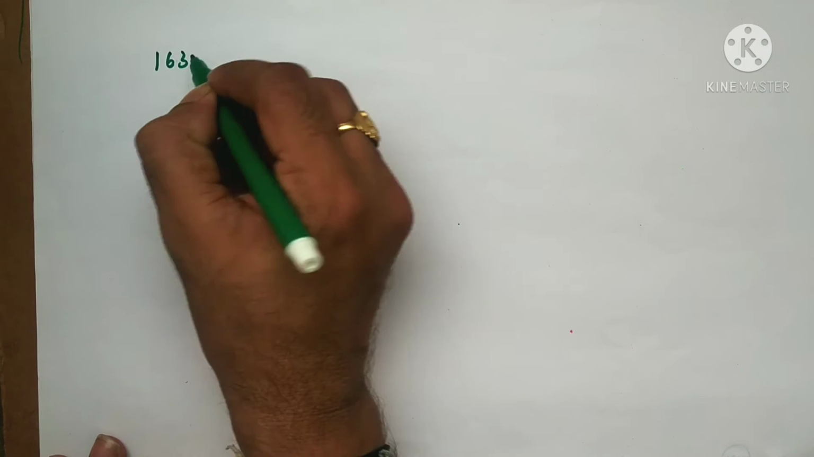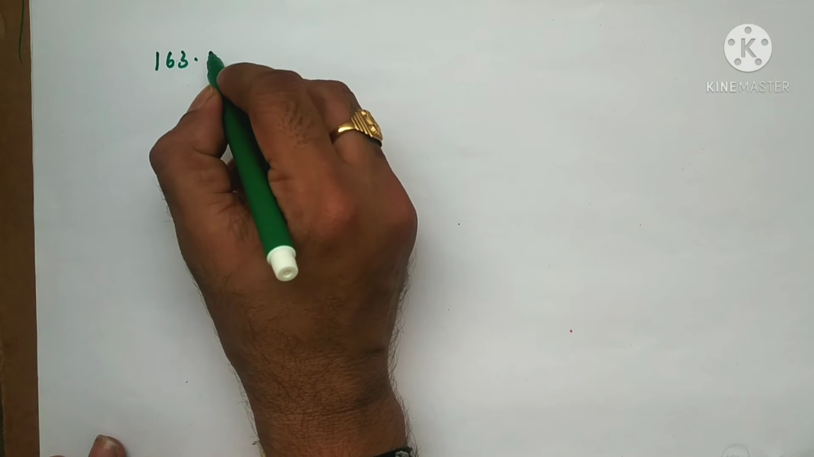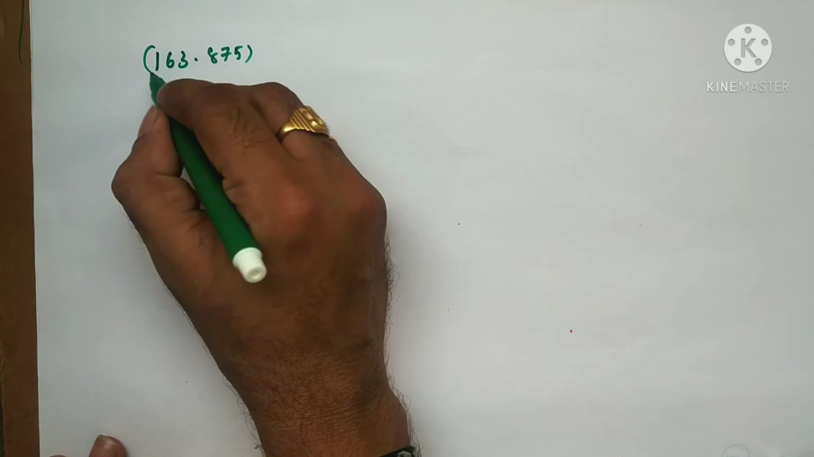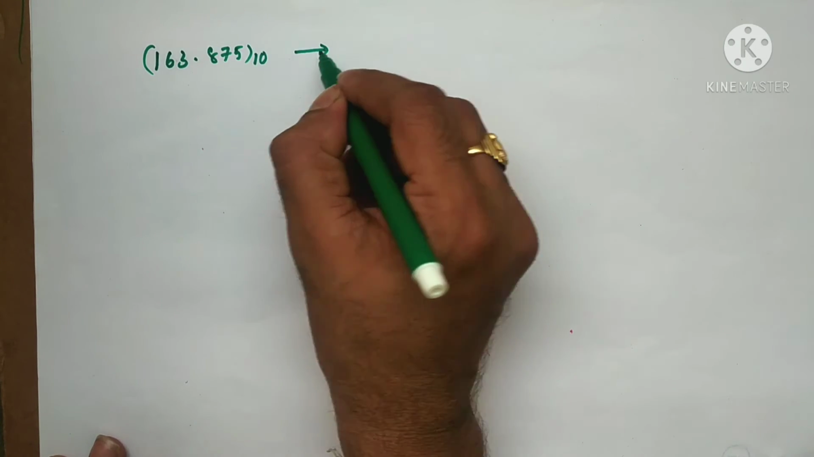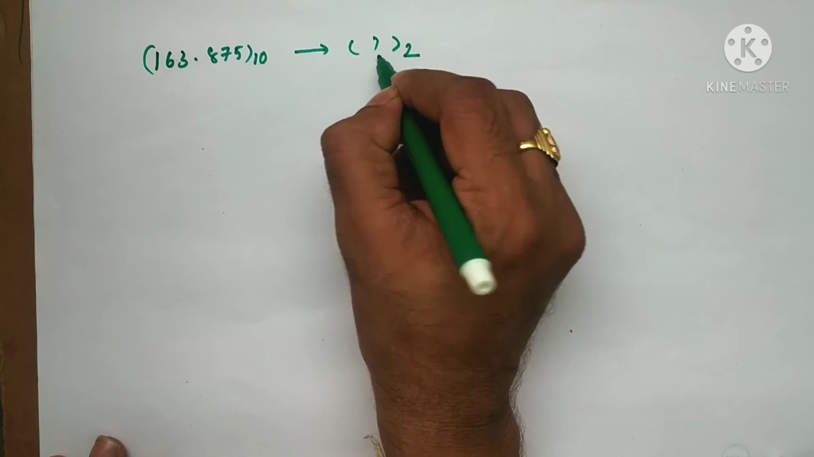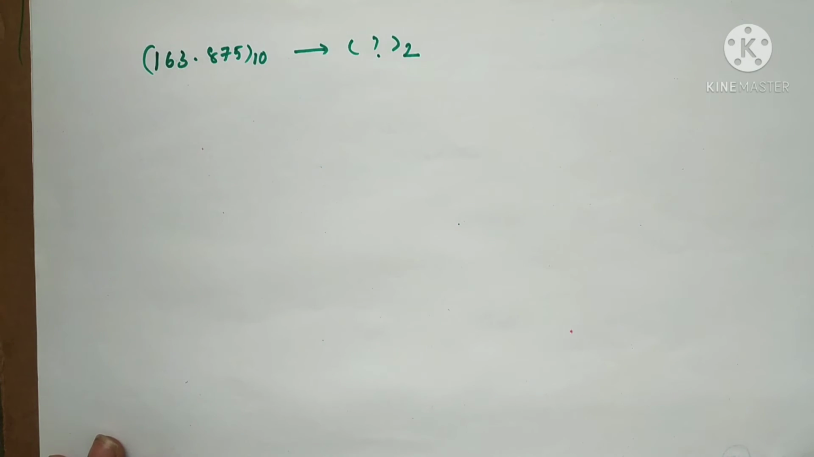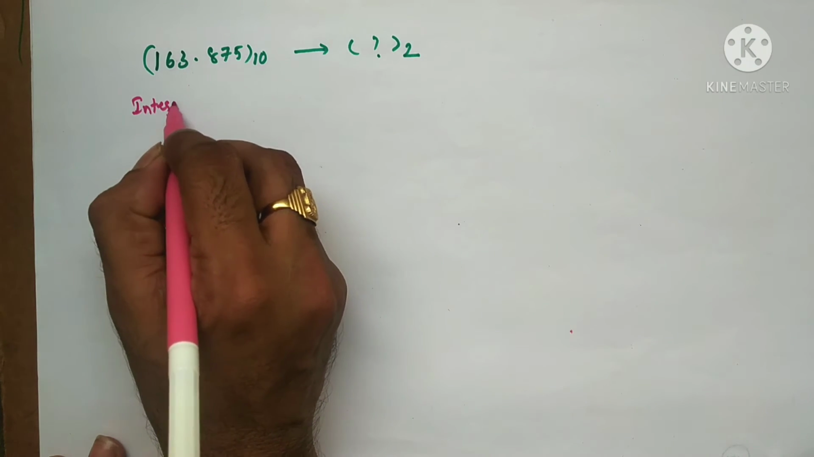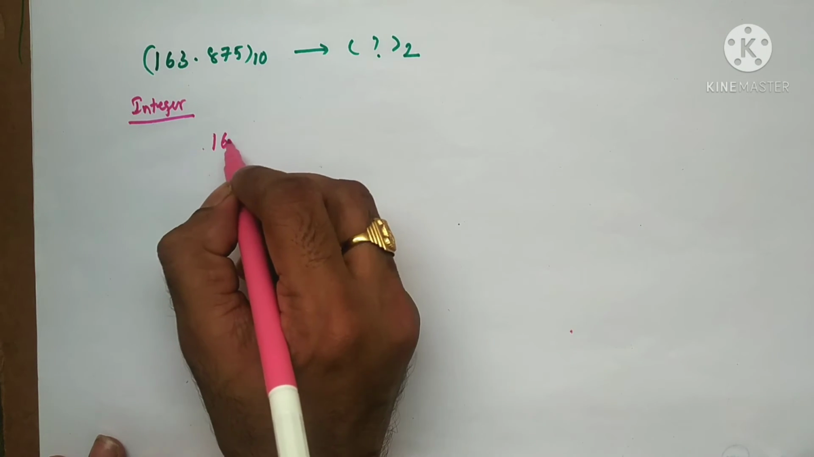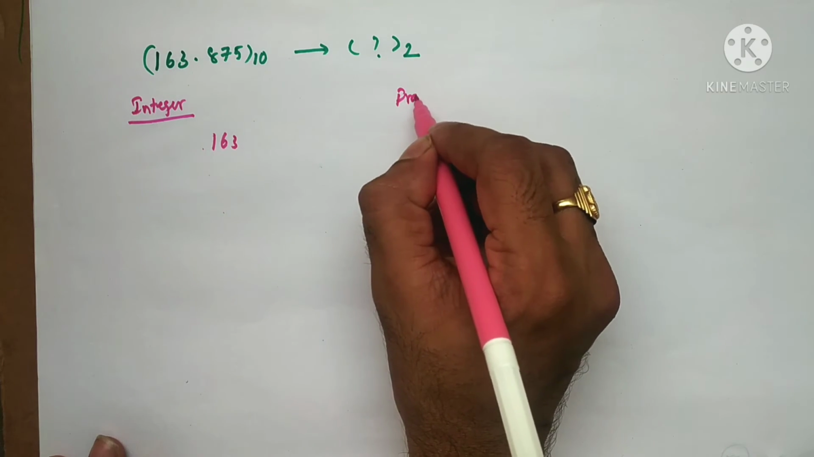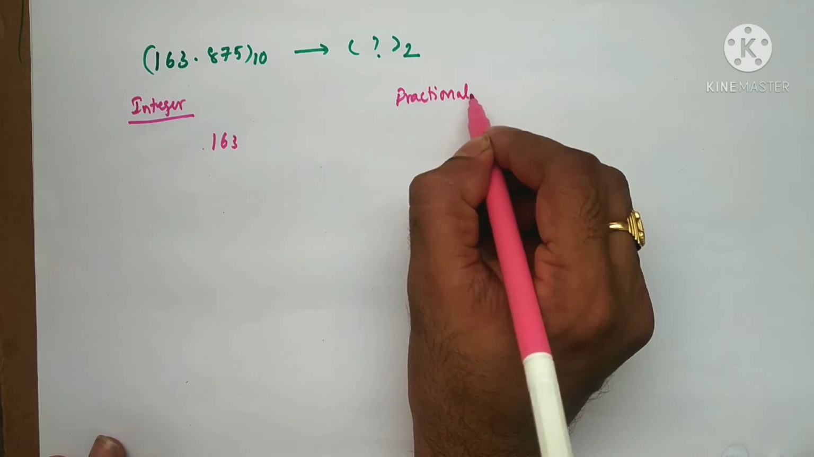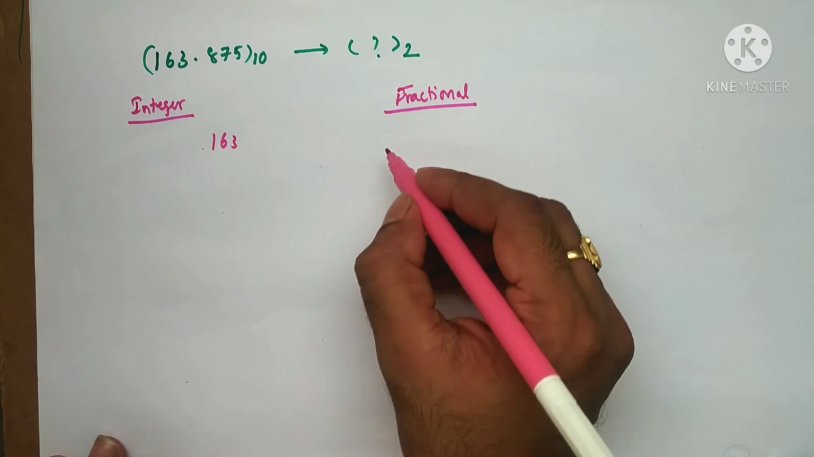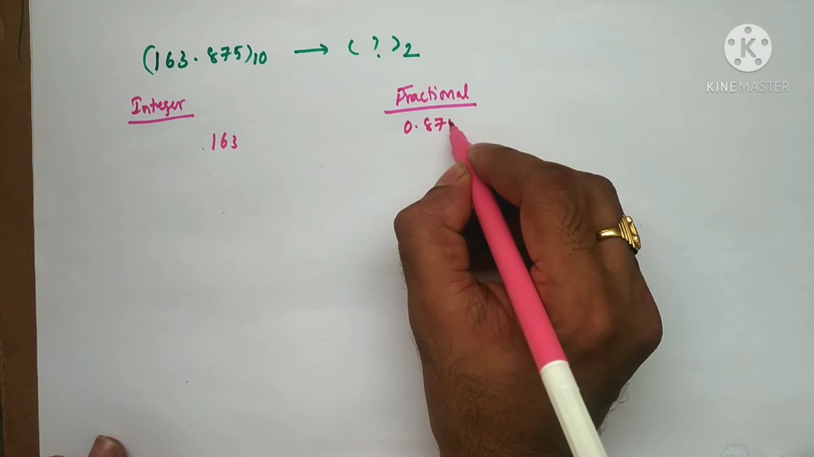$163.875. This is a decimal number. We have to convert this into a binary number. So now what is the integer part here? 163. What is the fractional part? For the fractional part the value is 0.875.